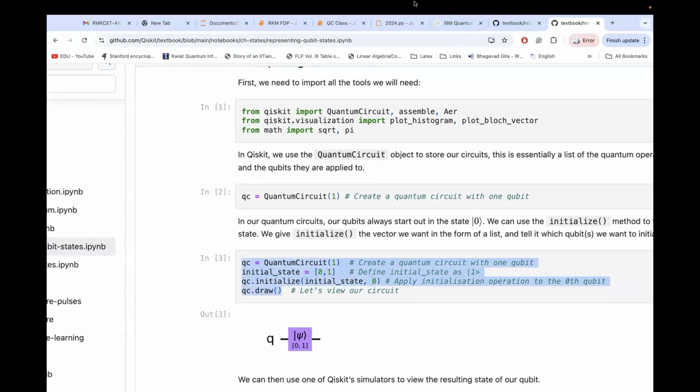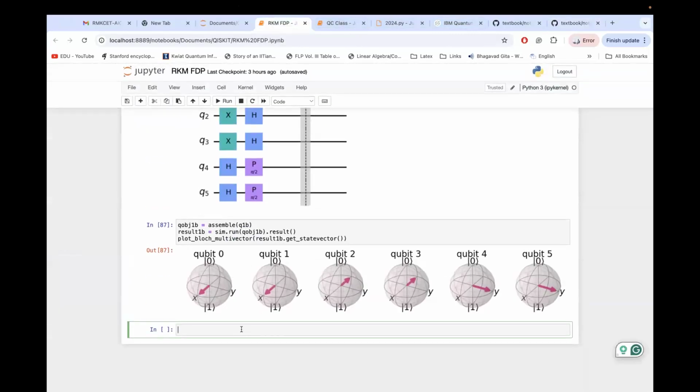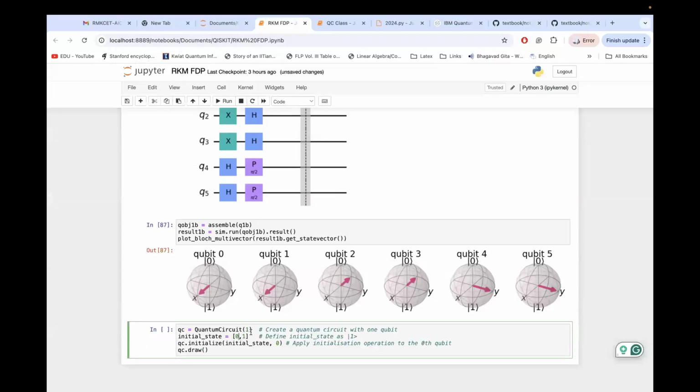Okay. So suppose you want to initialize the system in some other state, right? We can define that one.